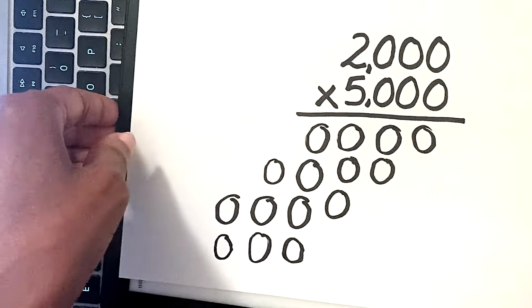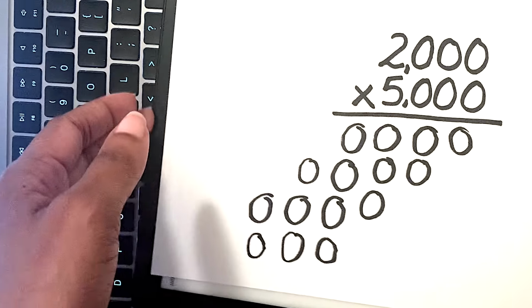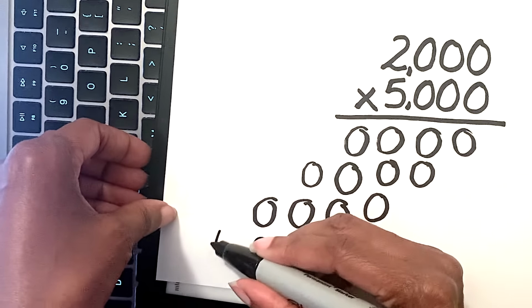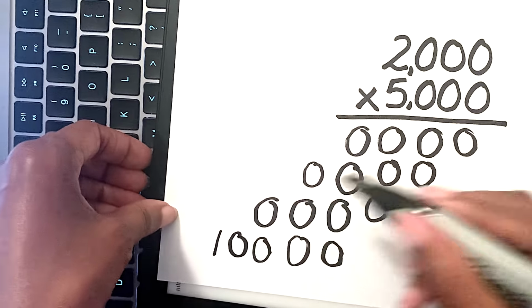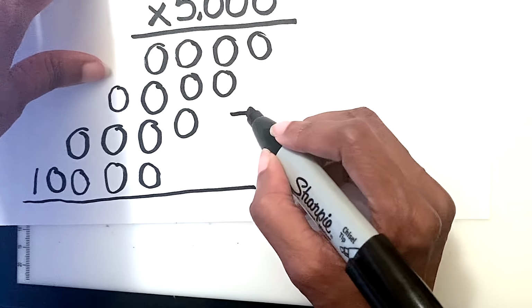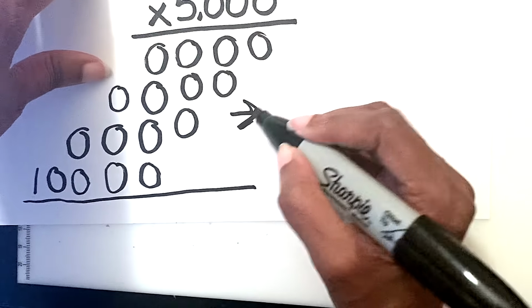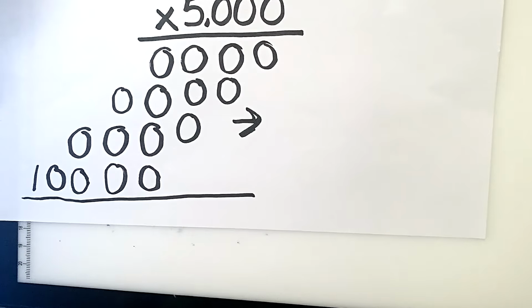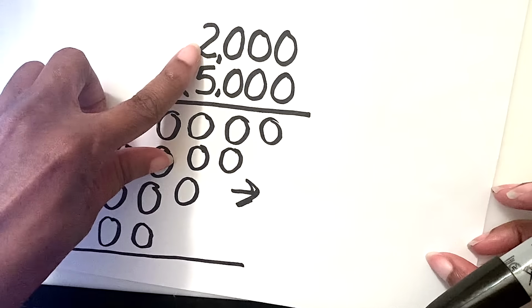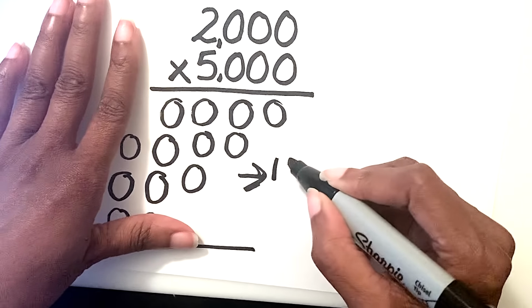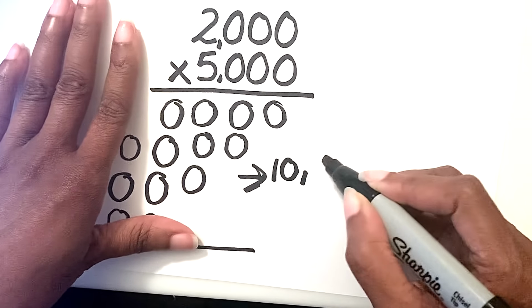Okay. And finally, we're going to multiply 2 times 5, okay, which gives us 10. Okay. All right, so I'm going to put it here so that way we have some room. Okay. I'll put a little arrow to let you know it's pointing to the answer. Okay. So 2,000 times 5,000 is 10 million.